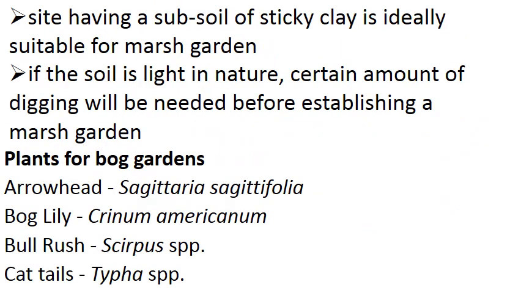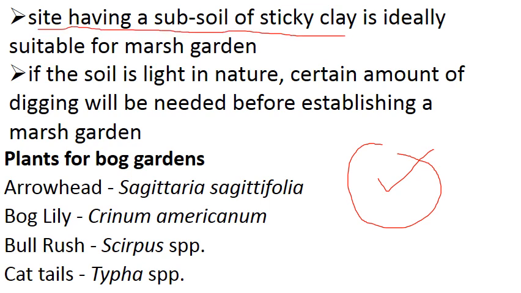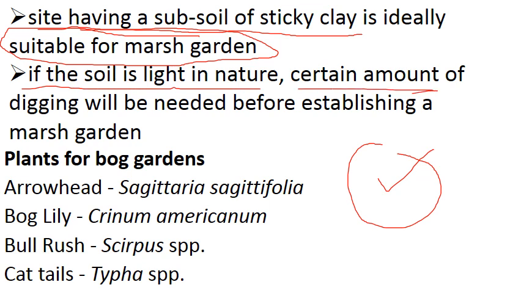First we locate a swampy area, means a shallow water area. Then comes soil properties. The site we are selecting for bog garden should have a subsoil of sticky clay. That is suitable for marsh garden. But everywhere it is not possible to find that the subsoil is always sticky clay. So what should we do? If the soil is light in nature, a certain amount of digging will be needed before establishing a marsh garden, because if we dig deeper and deeper, then we can find clay soil easily.